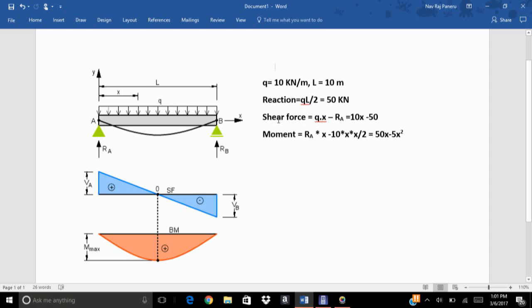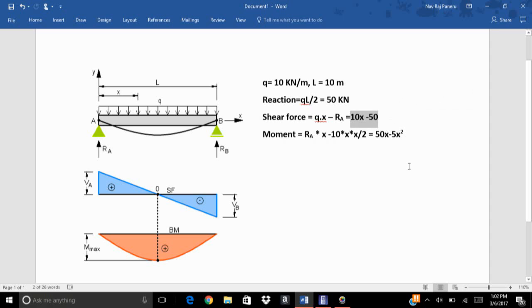So the thing we have to do manually is find this equation. For example, the shear force equation is 10x minus 50 and the moment equation is 50x minus 5x squared, and that is what I just told you, the way to find this equation. If you get this equation, then I can show you how to draw the bending moment diagram and shear force diagram in our calculator and to locate these points of interest to us. So let's draw the shear force diagram first, and the equation is 10x minus 50.